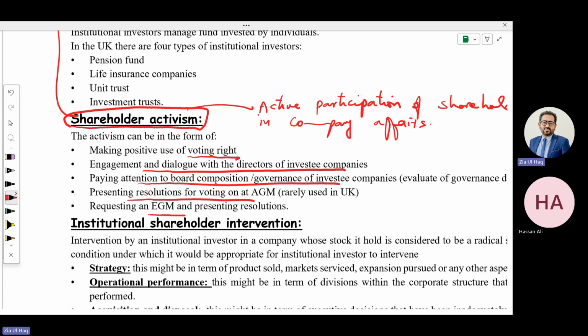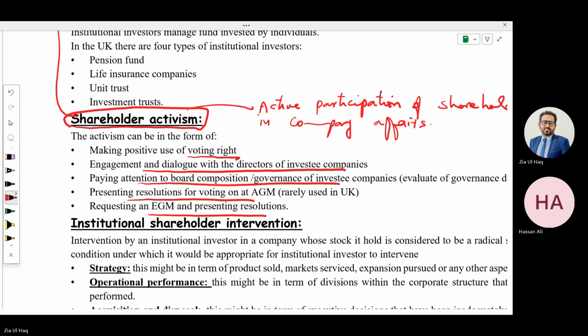And requesting an EGM. The AGM is conducted once in a year. But if shareholders want to discuss certain important matters with management along with other shareholders, they can request management to call an EGM. EGM stands for Extraordinary General Meeting. The General Meeting is once in a year, but if shareholders want any other meeting during the year, that is called an EGM, Extraordinary General Meeting. If they are requesting to arrange an EGM against any issue, they are playing an active role in the company.